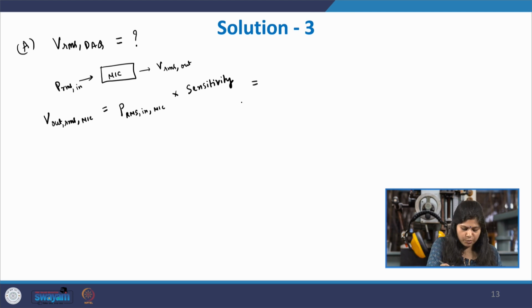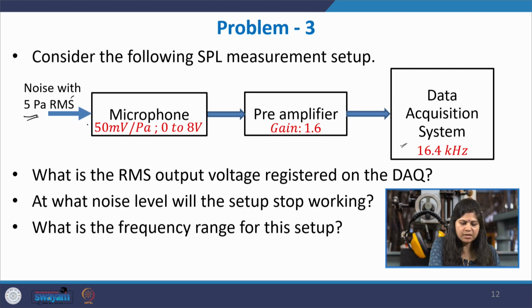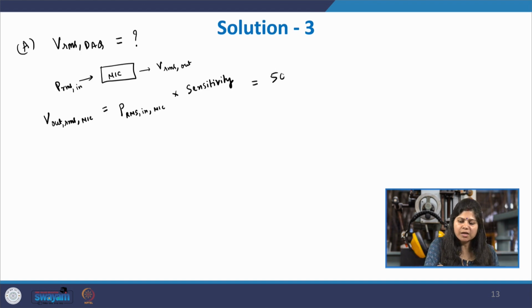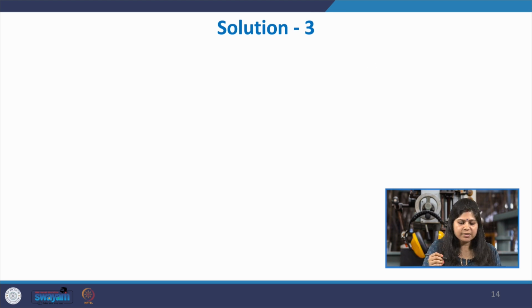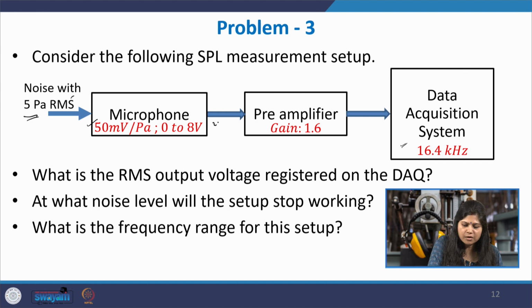So, the sensitivity is given as 50 microvolts per pascal. So, 1 pascal gives 50 microvolts. So, 5 pascals give 50 into 5, which is 250 microvolts. So, this is the output that is coming out here. So, here we are getting 250 microvolts as the RMS.